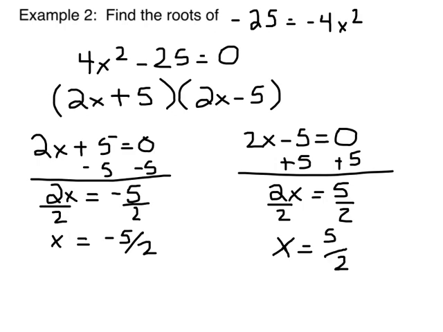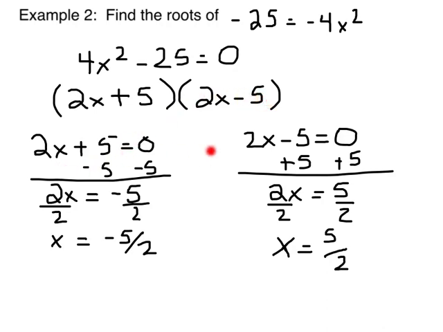Alright, again, this one doesn't look very much like a quadratic at all, but we have 4x squared minus 25, and this should stick out to you as, oh, that's a perfect square. But we have to put the equals 0 on the end, and we know to factor a perfect square we would have 2x plus 5 and then 2x minus 5.